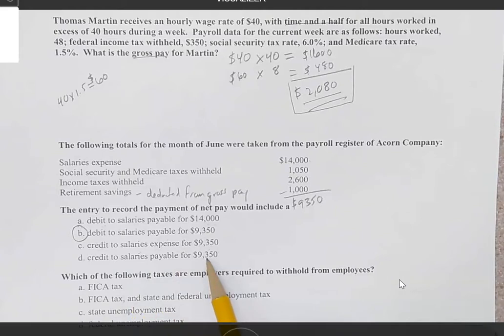The reason that D is wrong is because this is asking us to record the actual payment. Not when, this is what we did here in choice D. This is when we set up the liability itself. Okay, so the actual payment would include a debit to salaries payable for $9,350 because we had to get rid of this liability that we set up in the first place. Okay, so B is our correct answer.